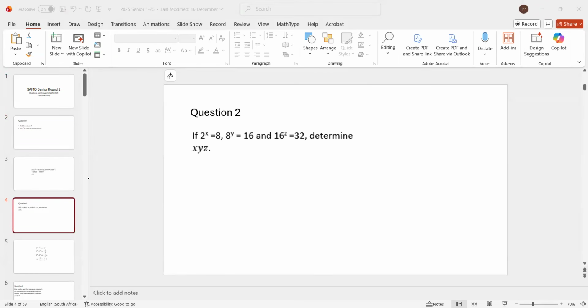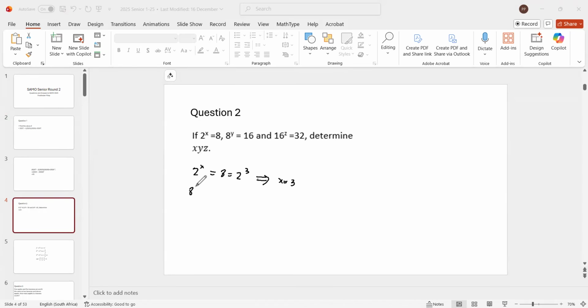Question 2 says the following. If 2 to the power of x is equal to 8, and 8 to the power of y is equal to 16, and 16 to the power of z is 32, determine xyz. All right, let's see, maybe you can calculate. If 2 to the x is 8, let's bring them to the same base. So 2 to the x is equal to 2 cubed, so that says x is equal to 3.